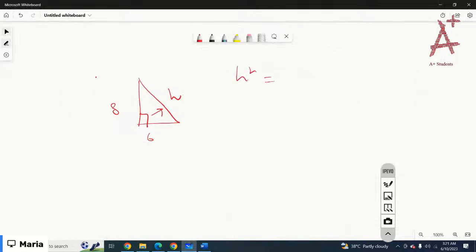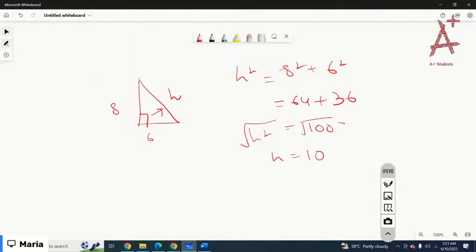So it would be h squared equals the sum of squares of the other sides. So it would be 8 squared plus 6 squared. The square of the hypotenuse is equal to the sum of squares of the other sides. So 8 times 8 is 64 and 6 squared is 36. So 64 plus 36 is 100. So you can just square root both sides. So h equals 10. That means the hypotenuse of the right angle triangle is 10. Got it?